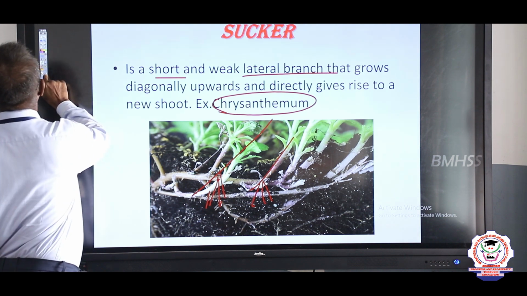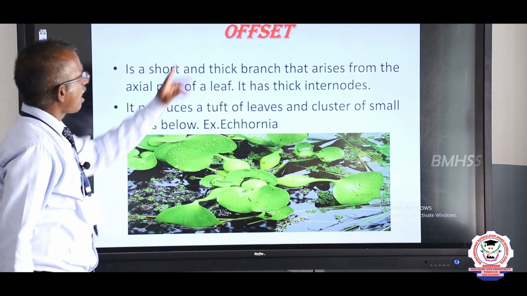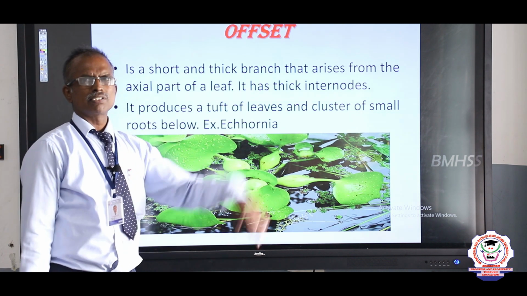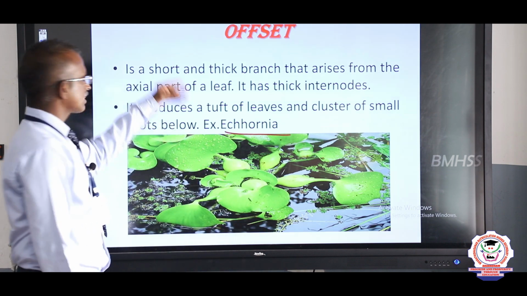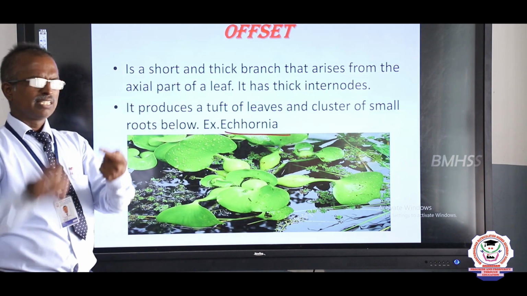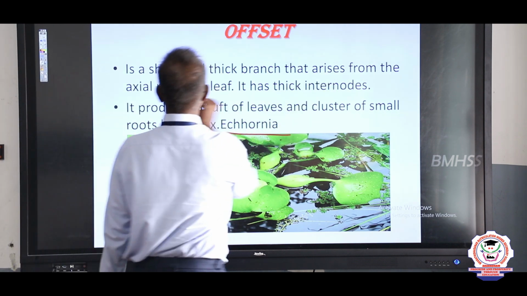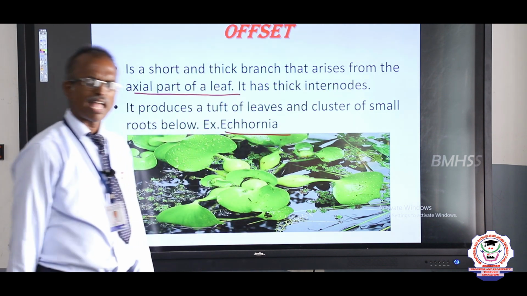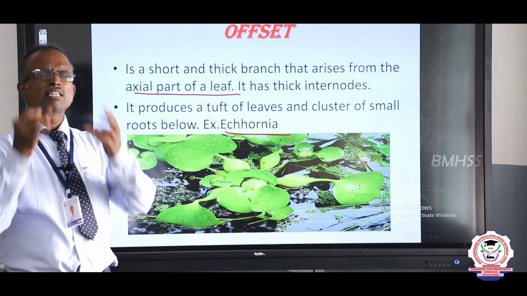Next we go for the next part. This is offset. This offset is seen in Eichhornia. This is the Eichhornia plant. In this case, a very short, thick branch. That branch arises from the axil of the leaf. Now it has thick internodes.